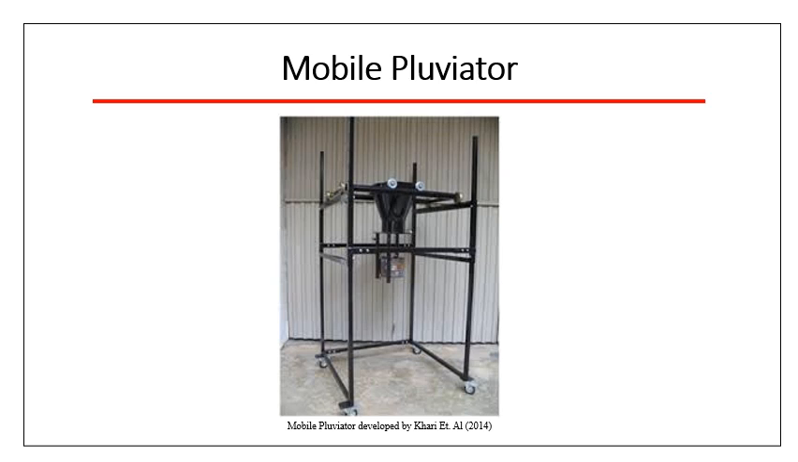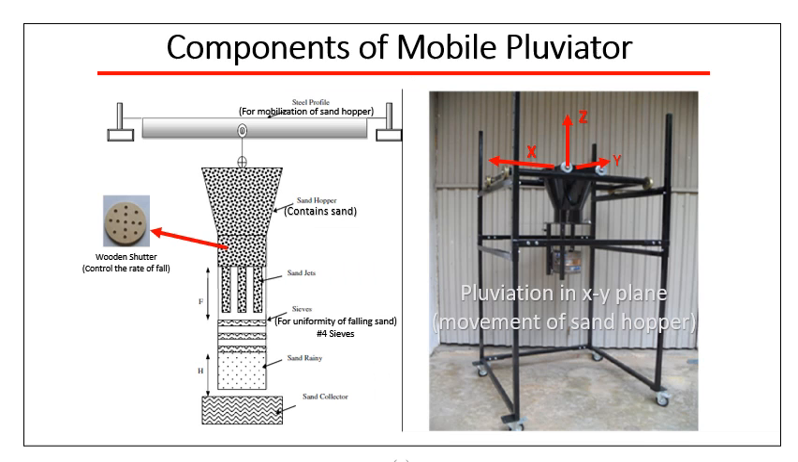Sand pluviation can be achieved through various methods and apparatus, but the apparatus we are using was developed by Khari et al. in 2014, which is known as the mobile Pluviator. So now coming to the parts of the mobile Pluviator. On the right-hand side you can see the whole picture of this assembly.